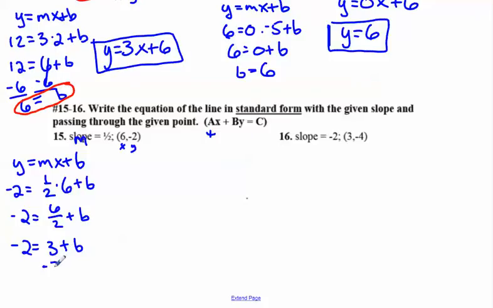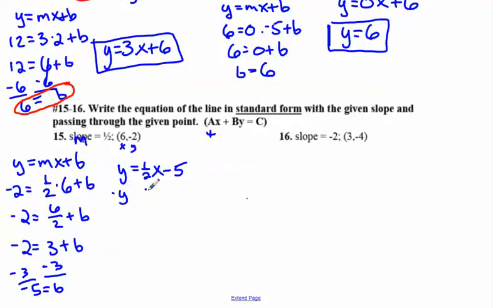Subtract the 3. So negative 5 equals b. So in slope-intercept form, my equation is y equals 1/2 x plus negative 5 or minus 5. But I need to now get my equation in standard form. So I need to have my x term positive and my y term next to it. So I'm going to keep my x here, and I'm going to move my y over here.